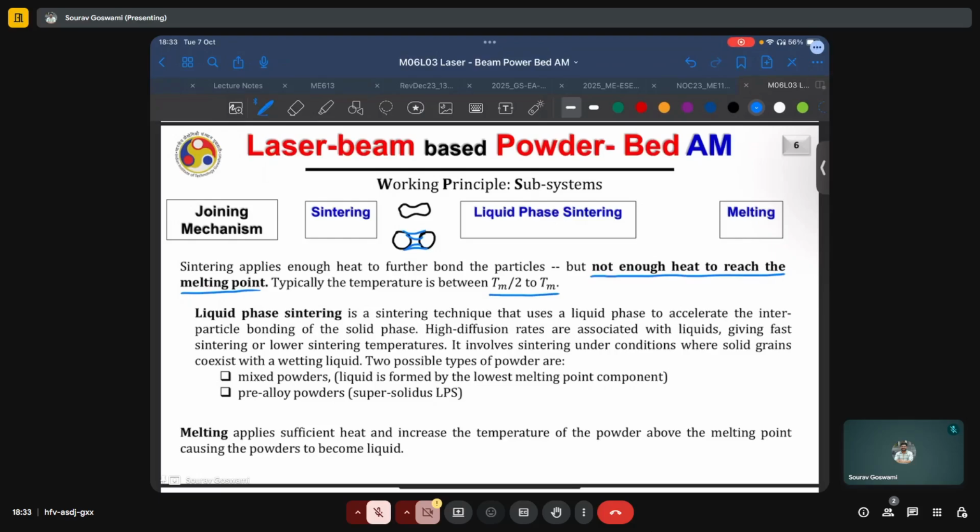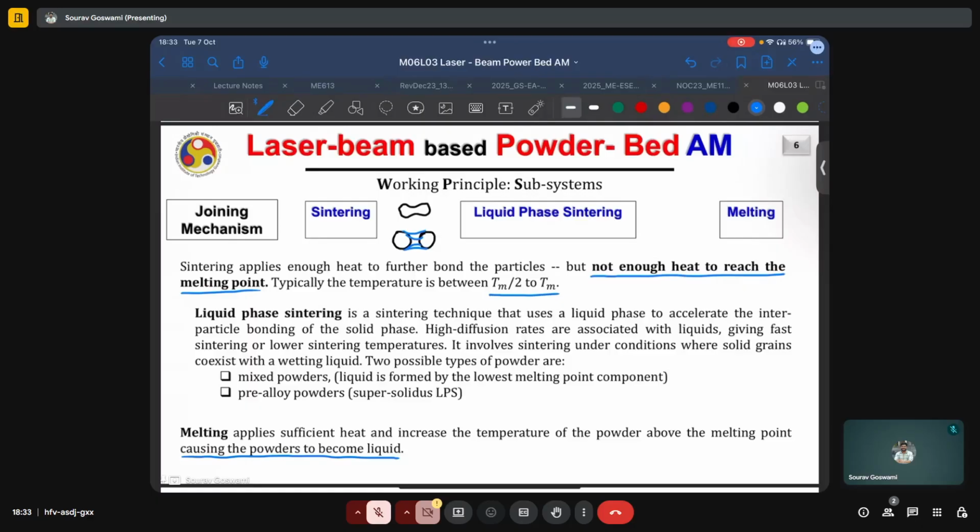On the other hand, melting applies sufficient heat to heat the powder particles above the melting point or liquidus point of the alloy, causing the powders to become liquid. And once all these powders have become liquid, mixing and diffusion in liquid state is far more potent. So all of the powder particles in the molten state will mix, and once the heat source moves away, they will again solidify to form a part.